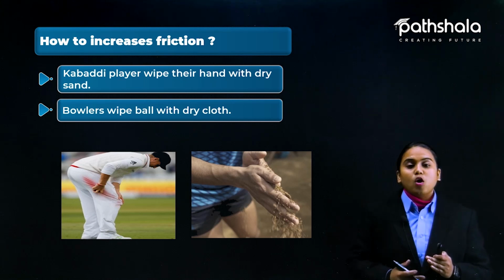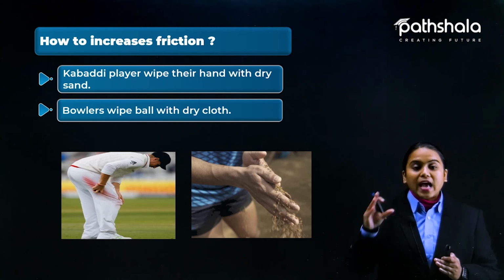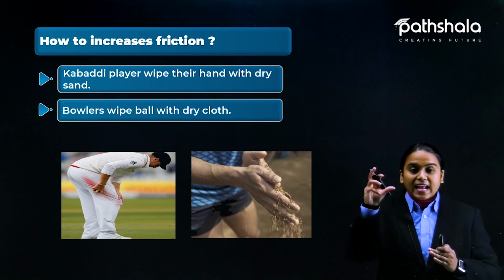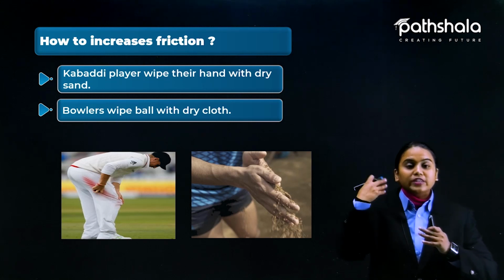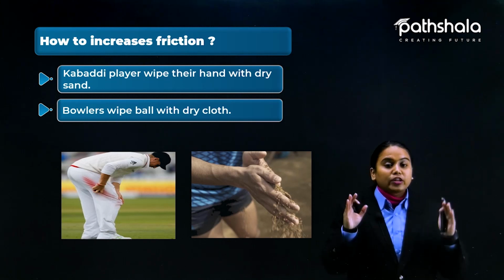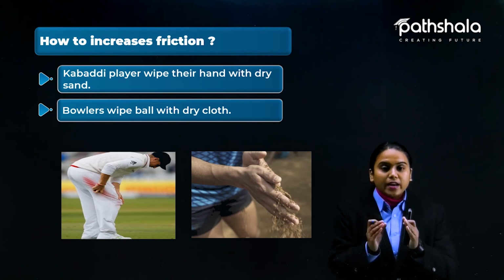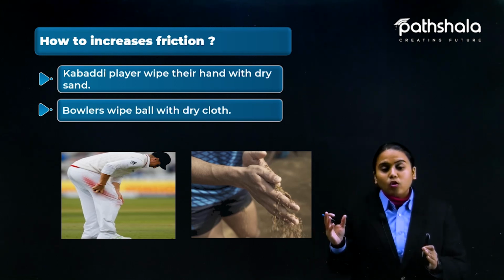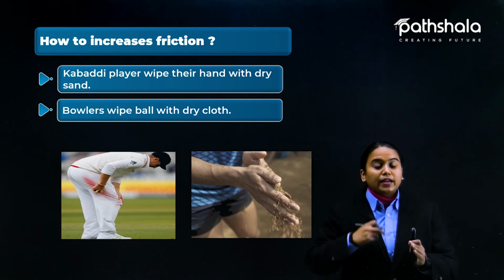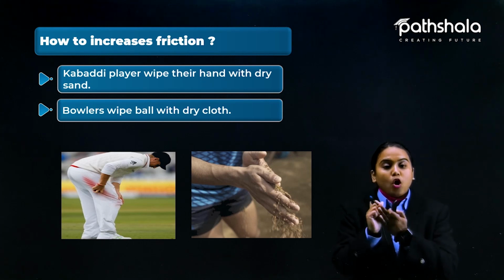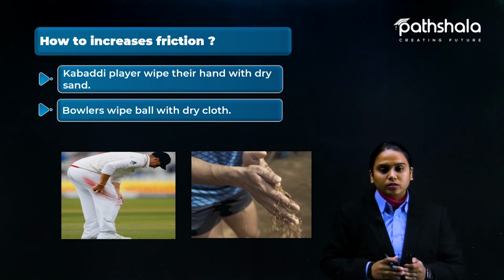In the same manner, bowlers wipe the ball with a dry cloth, because the sweat from the glands on the ball reduces the friction value and gives less hold on the ball. If a bowler wants to throw the ball and it slips from the hand, that is not what they want. Bowlers always want to get the ball to go in whatever direction they want, and that can only happen if the grip between the ball and the bowler is good. So they always wipe the ball with a dry cloth, so that the sweat on the surface of the ball is reduced.